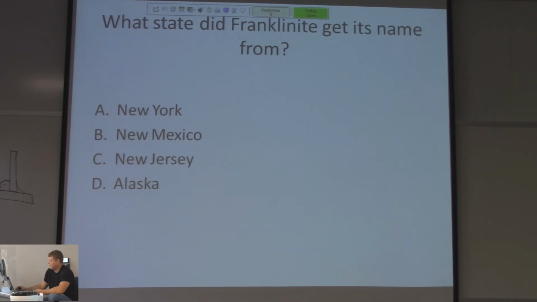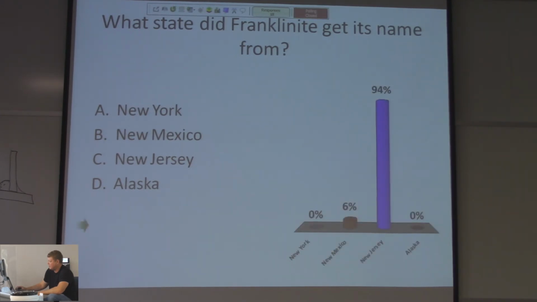What state did Franklinite get its name from? New York, New Mexico, New Jersey, or Alaska? I ran out of time on that one. 94% correct. New Jersey.